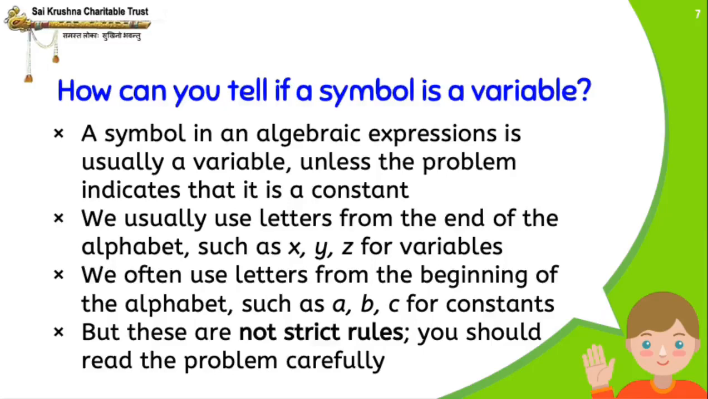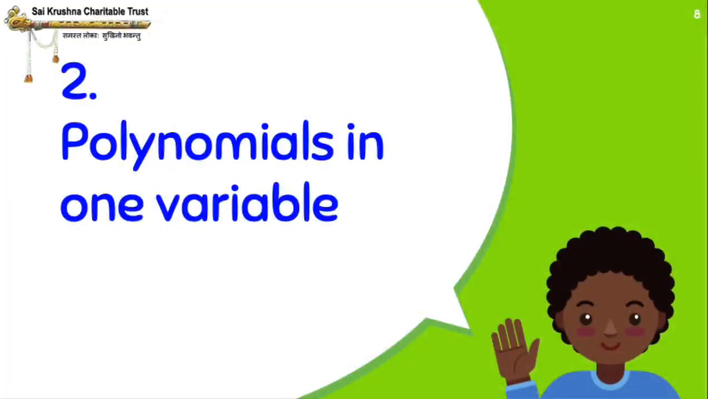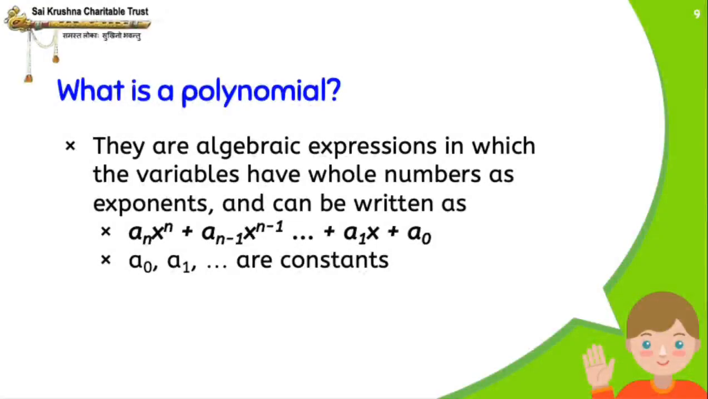Let us now look at the main topic of today's lesson, polynomials in one variable. Let us first see what is a polynomial. A polynomial is an algebraic expression in which the variable has whole numbers as its exponents. For example, if n is 5, then you may have an x power 5. You may have x power 5 plus x power 4, or you could have 2 times x power 5 plus 3 times x power 4, and so on.